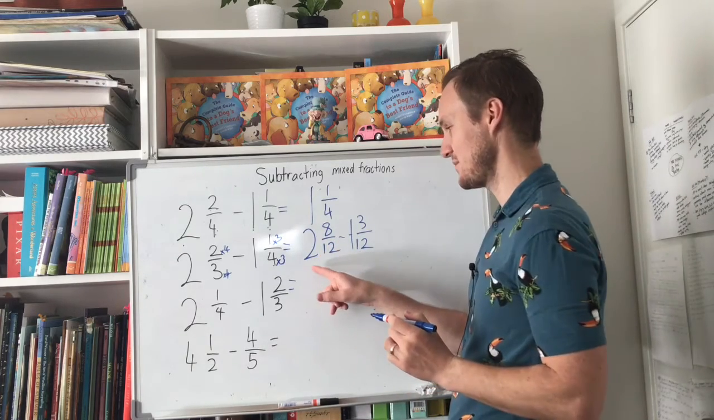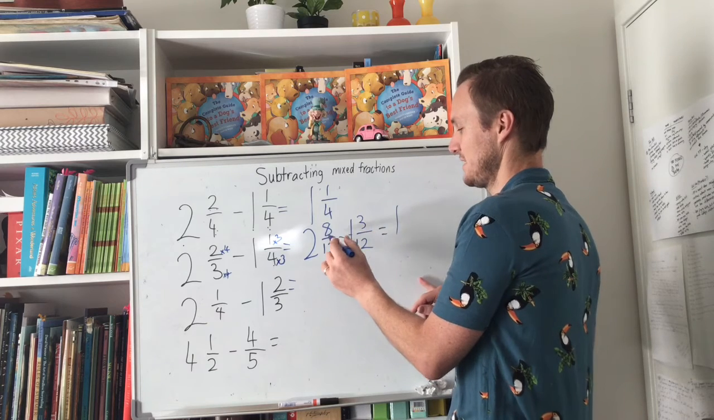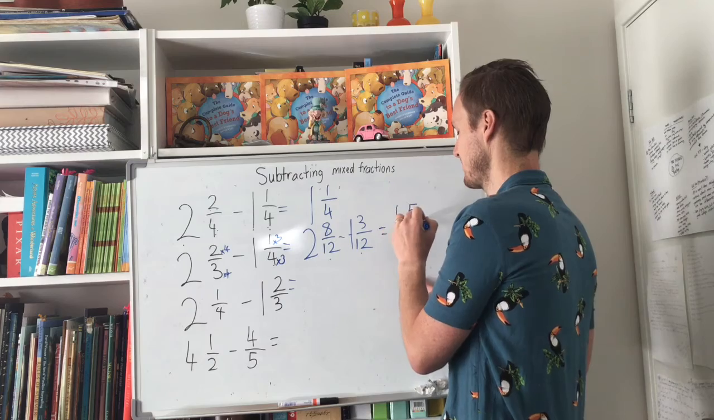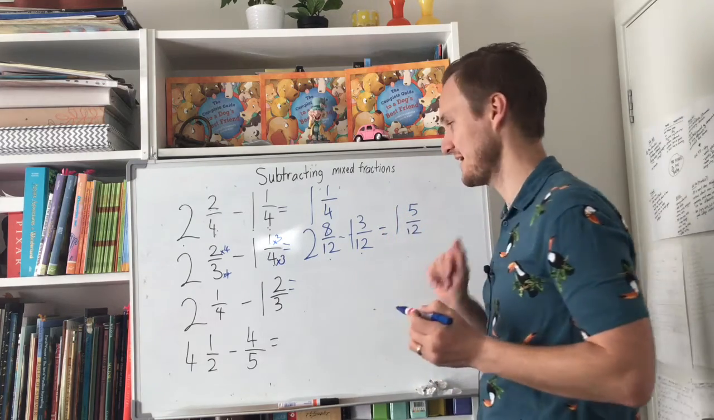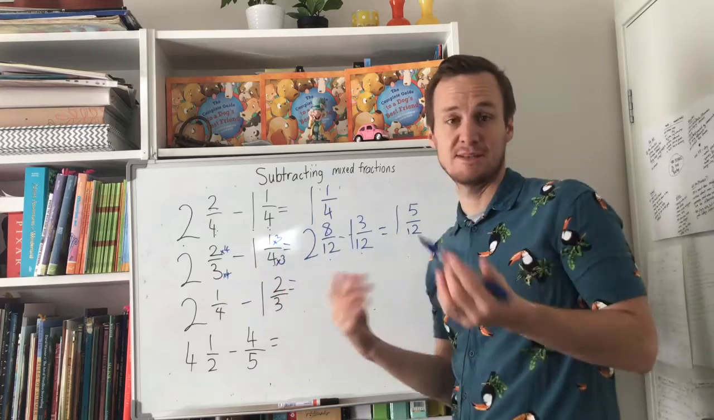Okay, so now we can do the 2 take away the 1, which leaves 1, and the denominator is the same, so you do 8 take away 3, and you're left with 5/12. Now that is its simplest form, it can't be changed around. So if the denominators are different, you need to make them the same.